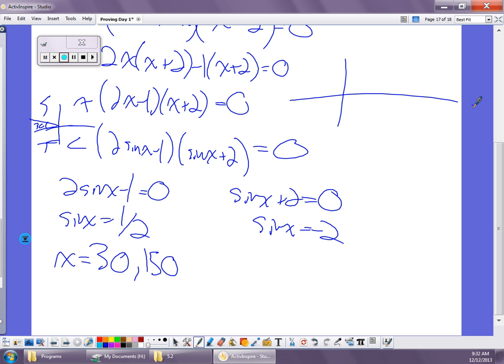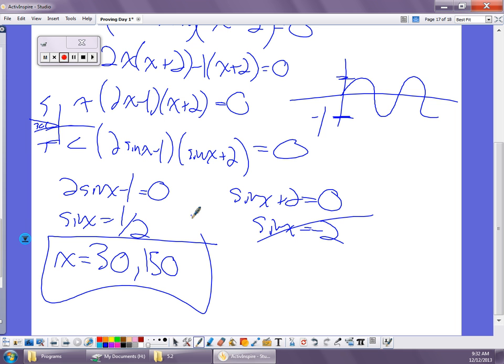Think of the graph of sine x. What is its minimum value? Does anyone remember? Negative 1. So is sine x ever going to equal negative 2? No, so that's just no answer there, so you just get 30 and 150.